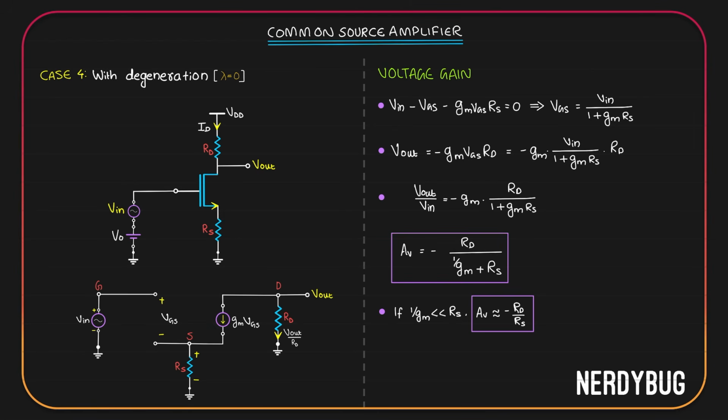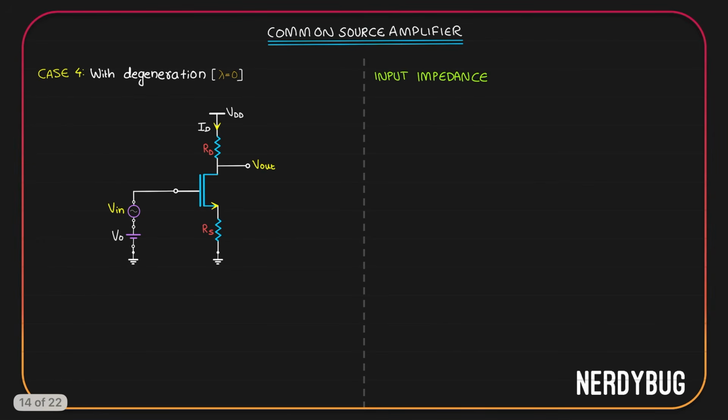It is that its gain is going to be much lesser than the previous cases. Minus Rd by Rs is going to be less than minus GmRd, which used to be our gain before adding degeneration. That will be another problem we have to solve. But before that, let us figure out the input impedance and output impedance of the circuit.